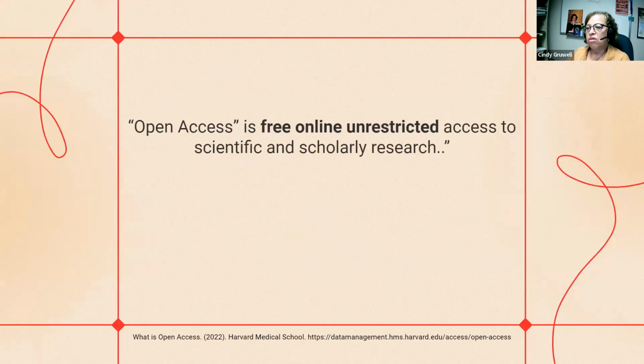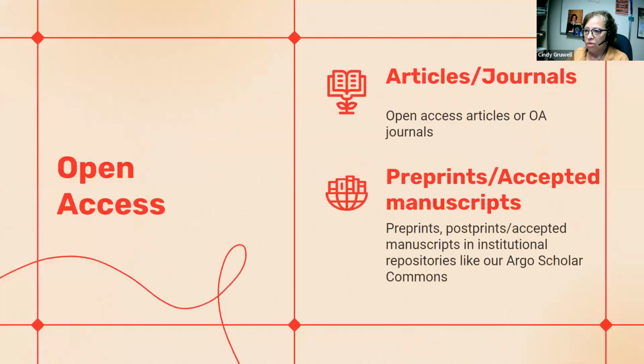So what is open access is basically free online, unrestricted access to scientific and scholarly research. It is different from open education or OER resources because this focuses on your scholarly work. Usually it's journal articles, it can be conference papers, it can be videos, it can be a lot of different types of materials. Generally speaking, though, the focus is usually on articles and journals, and then preprints and accepted manuscripts. And we'll talk about that in the context of institutional repositories.